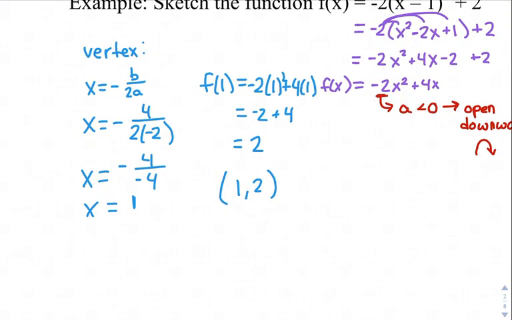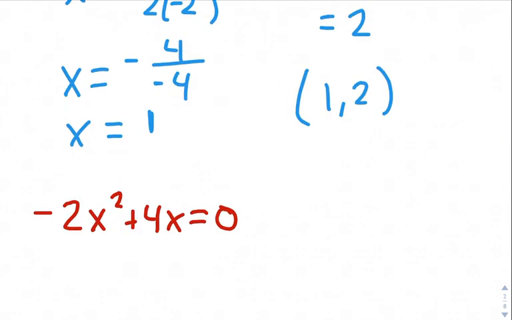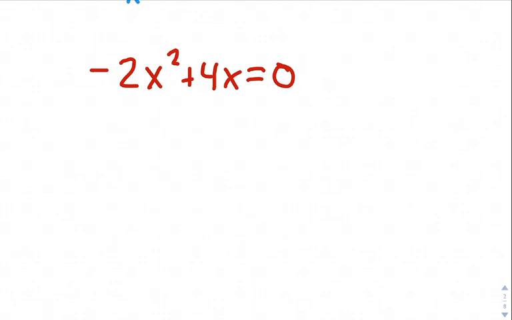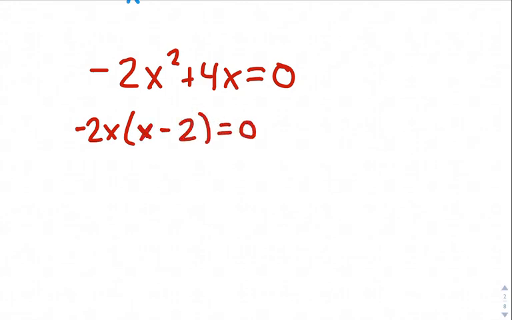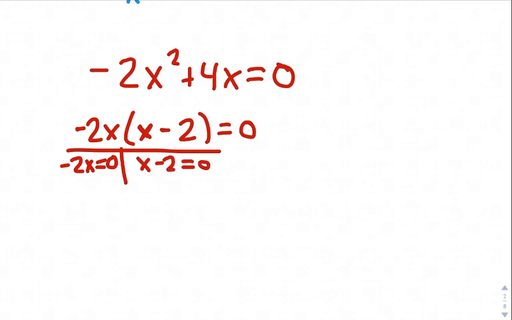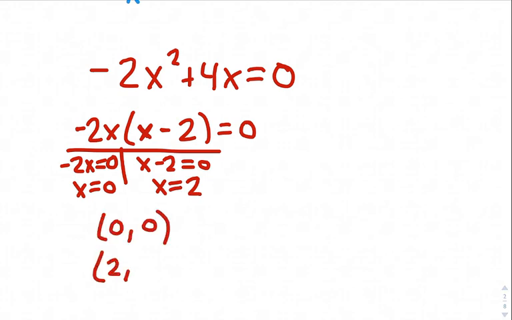So to find your x-intercepts, remember we take this whole function and we set it equal to 0. So negative 2x squared plus 4x equals 0. What I'm going to do is GCF here. So I can pull out a negative 2 and an x. When I do that, I'm left with x minus 2 in parentheses. So now I can tee it up. Negative 2x equals 0, and then x minus 2 equals 0. When I do that, I get x equals 0 and x equals 2. That means my two x-intercepts are (0, 0) and (2, 0).